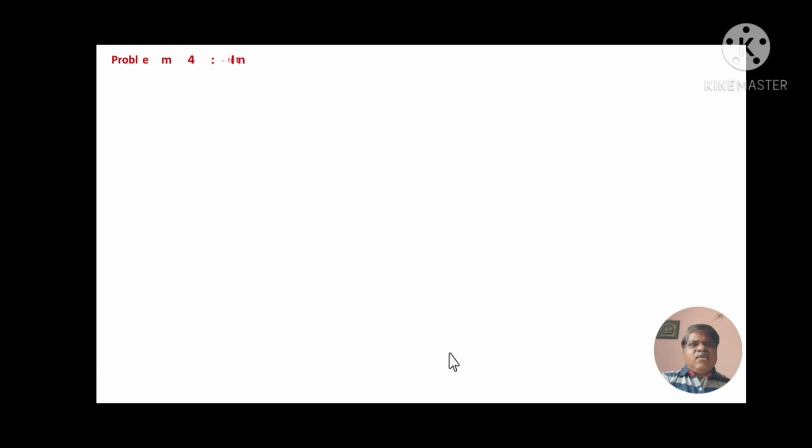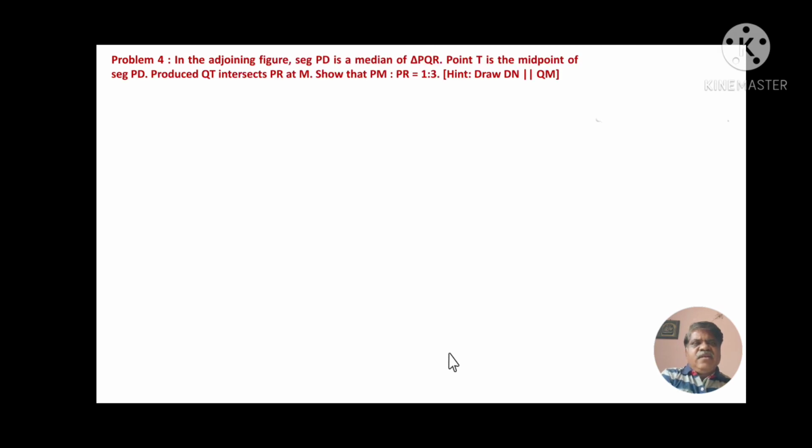Friends, let us see problem number 4. In the adjoining figure, segment PD is the median of triangle PQR. Point T is the midpoint of side PD. This T is the midpoint of PD, which is the median. Produce QT so that it intersects PR at M. Show that PM upon PR is equal to 1:3.